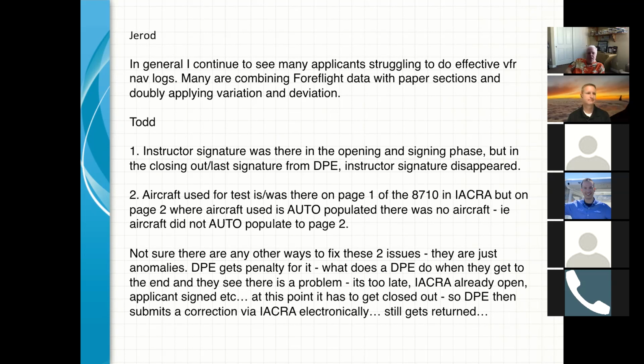No, okay. Aircraft used for the test was there on page 1 of the 8710, but on page 2, where aircraft used is auto-populated, there's no aircraft, i.e. aircraft did not auto-populate to page 2. Has anybody seen that? Nope, okay. Maybe it's that thin air up there in Prescott. Not sure there's any other ways to fix these two. They're just anomalies. At this point, you just have to submit a correction via IACRA electronically, so it's returned.